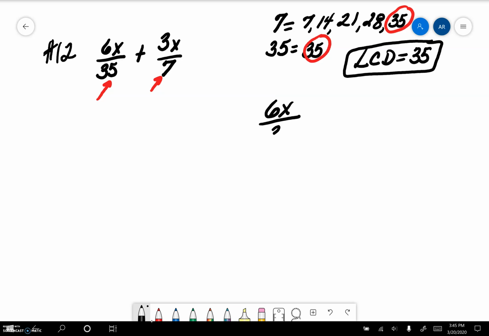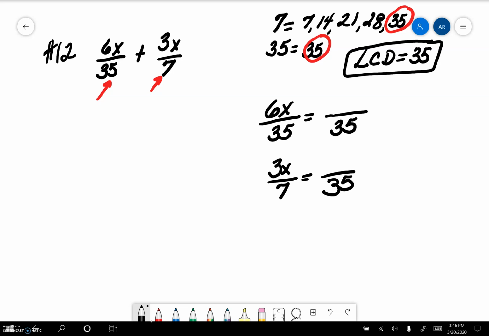So I have 6x over 35. And we know the lowest common denominator is right there, 35. I'm going to set it up in my second fraction with the 3x over 7. And this one's 35. So again, we're just changing the appearance. We're not changing the value.